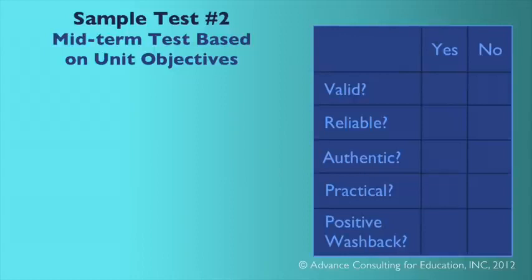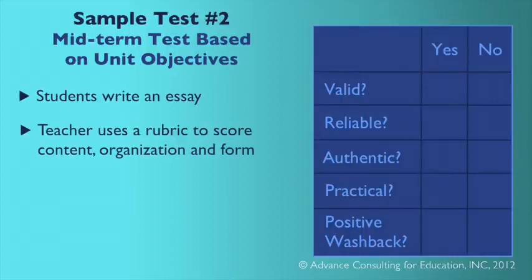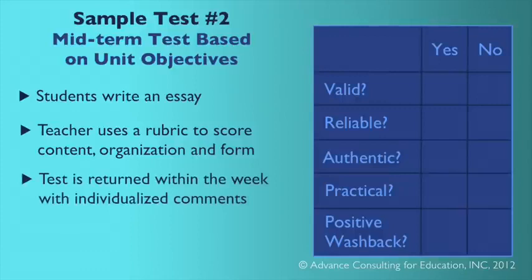A second example of how we can apply the principles is an assumption. Let's assume that students are writing a midterm test based on unit objectives. So if you've got that, what are students actually doing? Students write an essay, and the teacher uses a rubric to score content, organization, and form. And the test is returned within the week with individualized comments. This is actually quite typical of a lot of midterm tests for a written class.